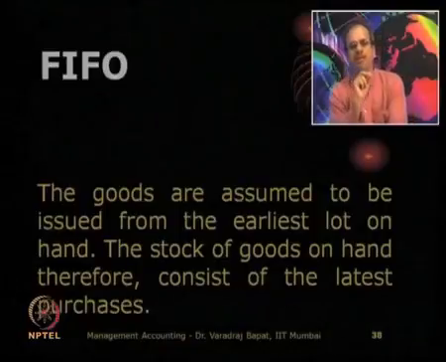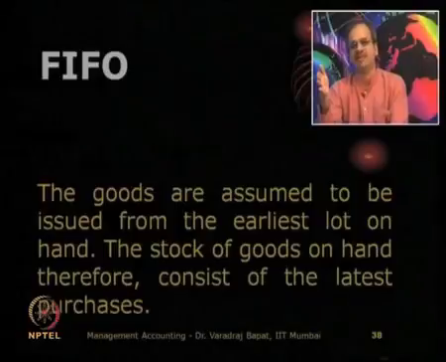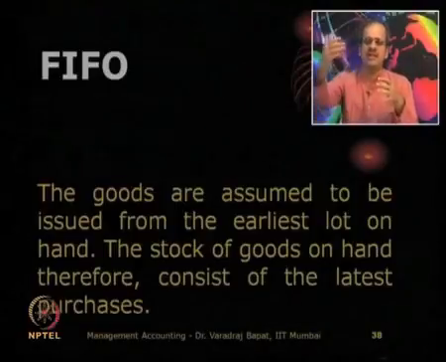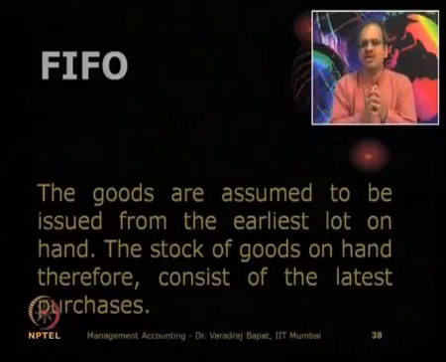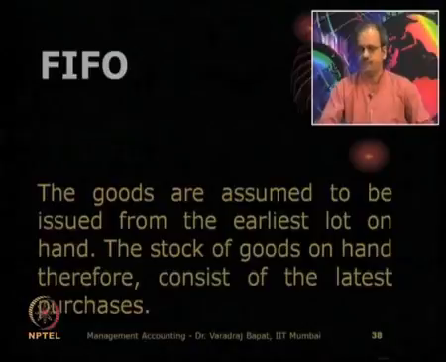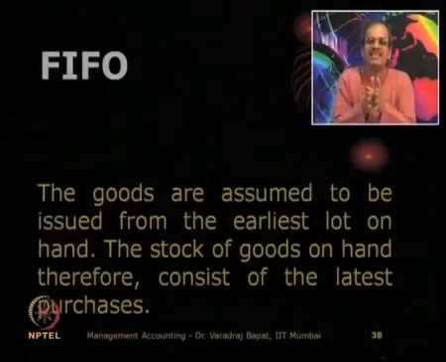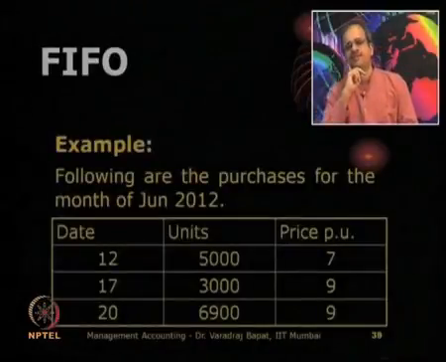There is a method popularly known as FIFO, or first in first out method. It is a very logical method. What is assumed is, if you have a number of items coming in, the first item which is received is issued out first. So naturally what you have in hand consists of the latest received items. Let us see an example here.